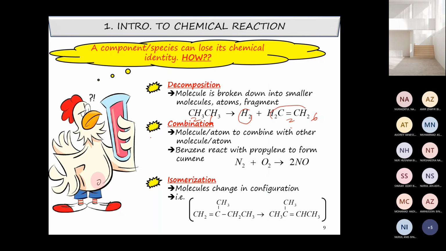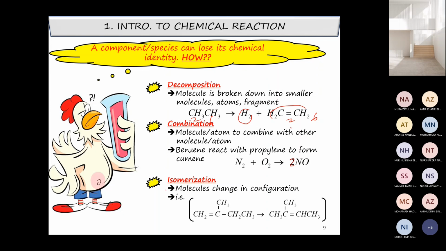Okay, for combination, you can imagine the word combine. There must be two molecules attached together. So a molecule or atom combines with another molecule or atom. For example, we have benzene reacting with propylene to form cumene. Another one is nitrogen with oxygen. We have nitric oxide gas here. So you need to balance it, you need to put the number 2 as a coefficient here.